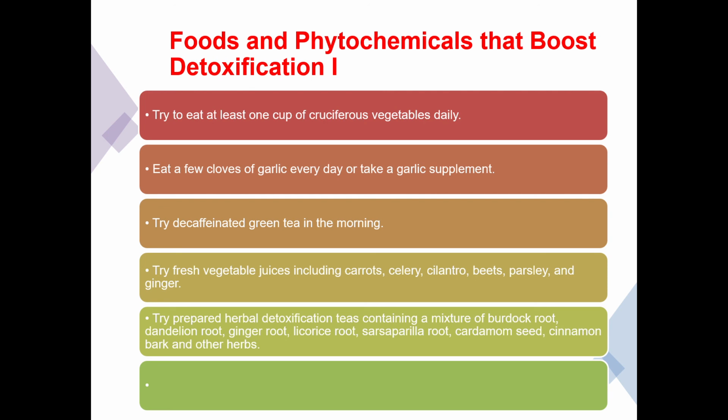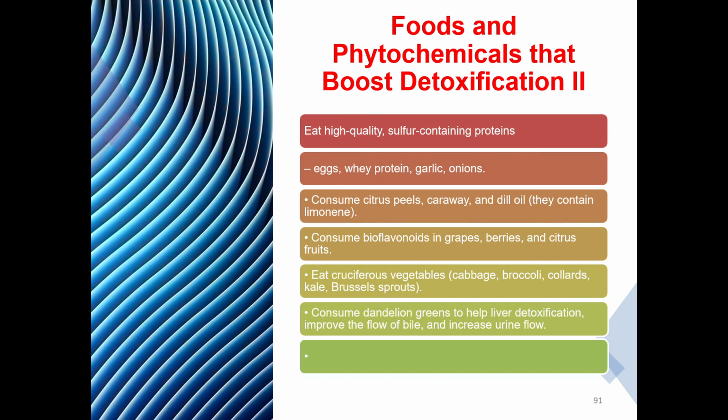Phytochemicals. Garlic, decaffeinated green tea, juice vegetables. Try to consume burdock root, dandelion root. Dandelion root is wonderful, and the rest of these are as well. Eat high-quality sulfur-containing proteins with onions, for example: eggs, whey protein, garlic, and onion.